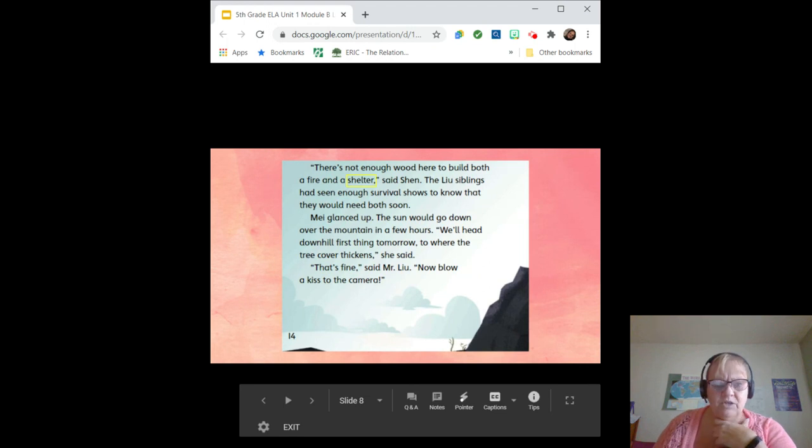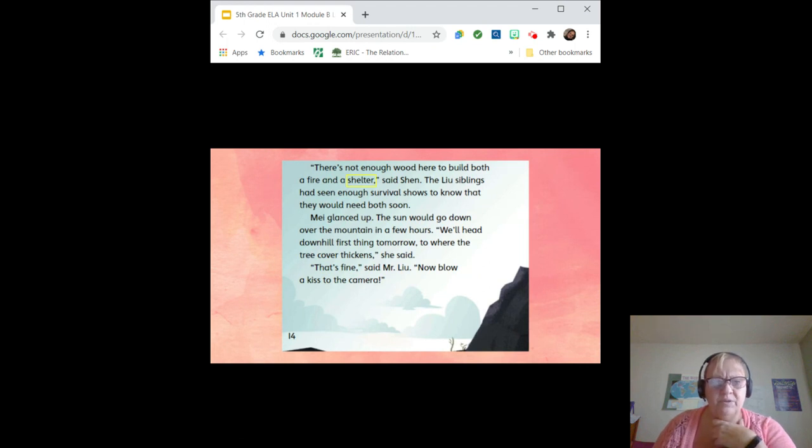There's not enough wood here to build both a fire and a shelter, said Shen. The Lu siblings had seen enough survival shows to know that they would need both soon. May glanced up. The sun would go down over the mountain in a few hours. We'll head downhill first thing tomorrow to where the cover thickens, she said. That's fine, said Mr. Lu. Now blow a kiss to the camera.